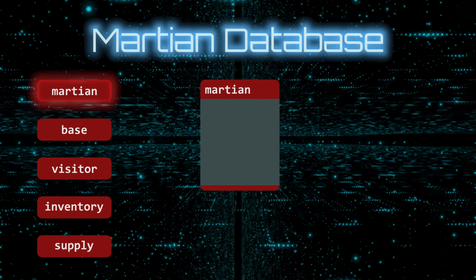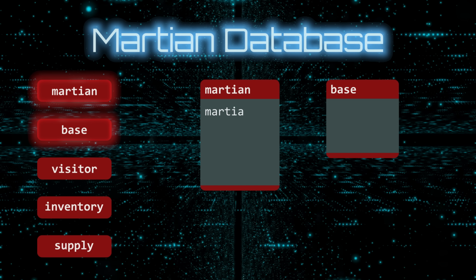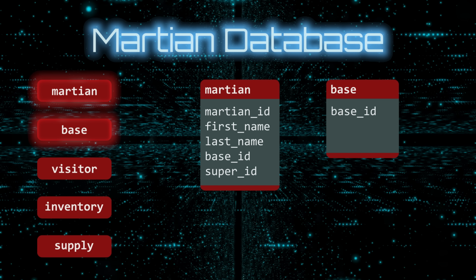Let's take a closer look at the Martian and Base tables. Here are the columns in the Martian table. The Super ID is the ID of the Martian they report to. And here are the columns in the Base table. These two tables are connected because each Martian has a base ID identifying where they live and work.